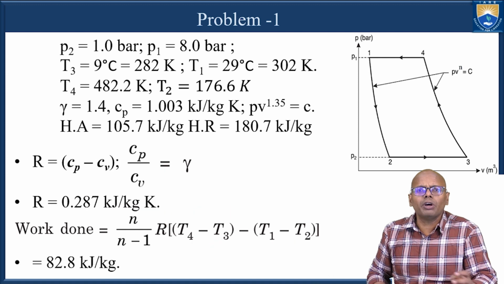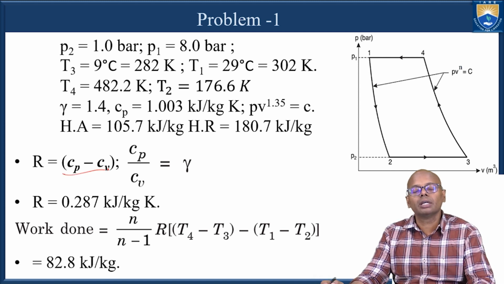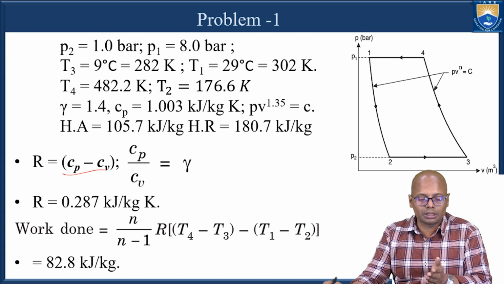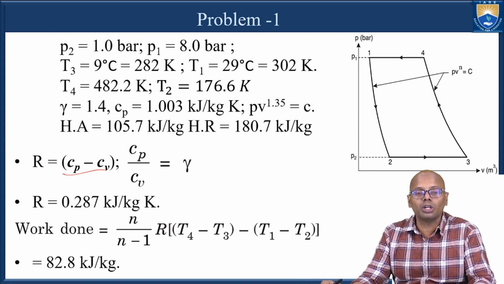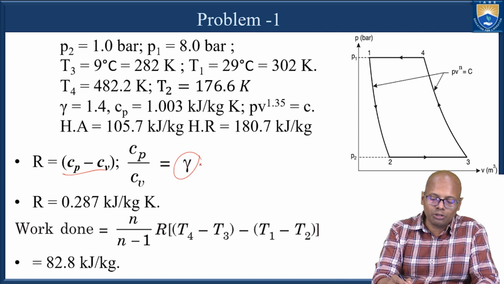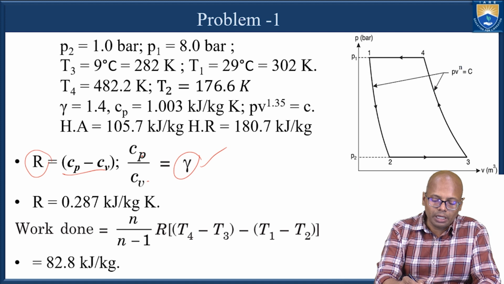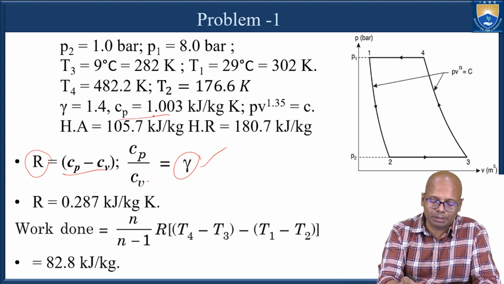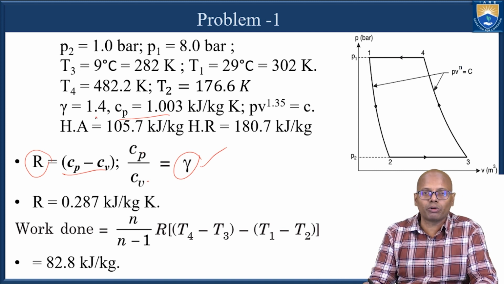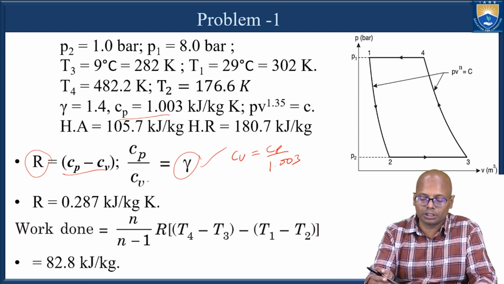Now, if I don't know R, how to find it? R is Cp minus Cv, where Cp is the specific heat at constant pressure and Cv is the specific heat at constant volume, and gamma is Cp by Cv. If I know gamma and Cp, I can find Cv and then R. Here Cp is known: Cp is 1.003 and gamma is 1.4. From this I can find Cv, which is Cp by gamma.